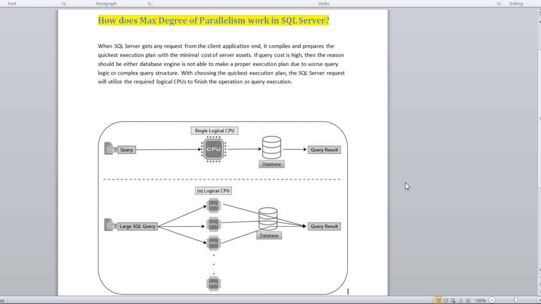It will be much quicker compared to diagram 1, it is faster. That's the reason we use max degree of parallelism, to process the execution faster. Hope you got the point. This diagram is very clear for understanding how parallelism works.